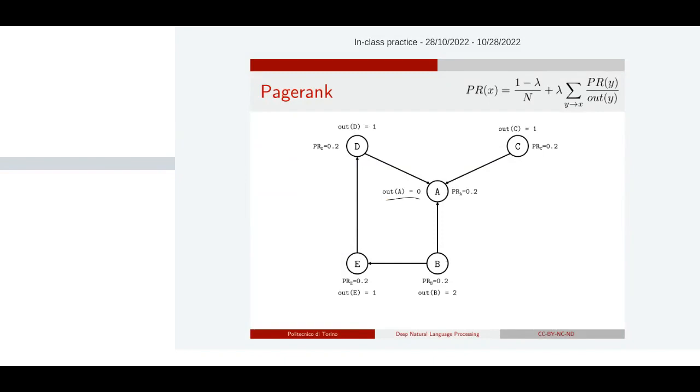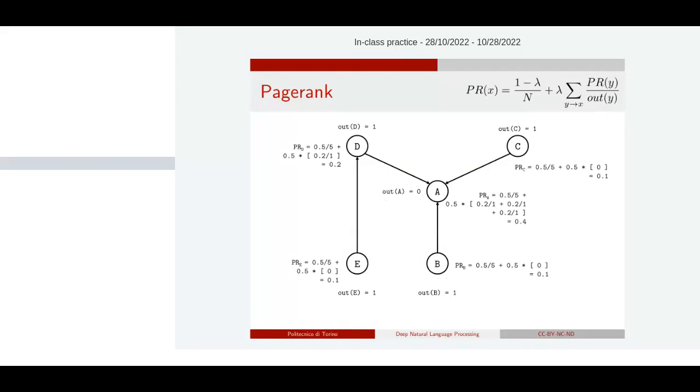So for A, I have 0 outgoing links. For B, I have 2 outgoing links. For E, I have 1 outgoing link, and so on and so forth, because I need it as a denominator of this formula. And I can actually compute the PageRank over the first iteration. Let's see just one of them, for D.